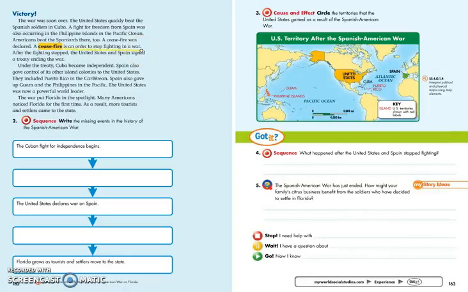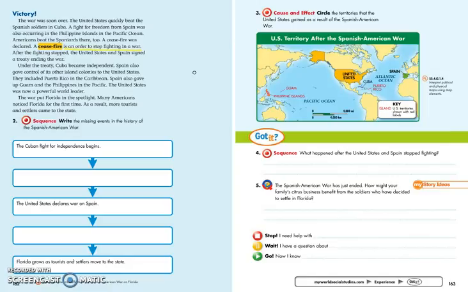After the fighting stopped, the United States and Spain signed a treaty, which ended the war. Under the treaty, Cuba became independent. Spain also gave control of its other island colonies to the United States. This included Puerto Rico and islands in the Caribbean. Spain also gave up Guam and the Philippines. The United States was now a powerful world leader.